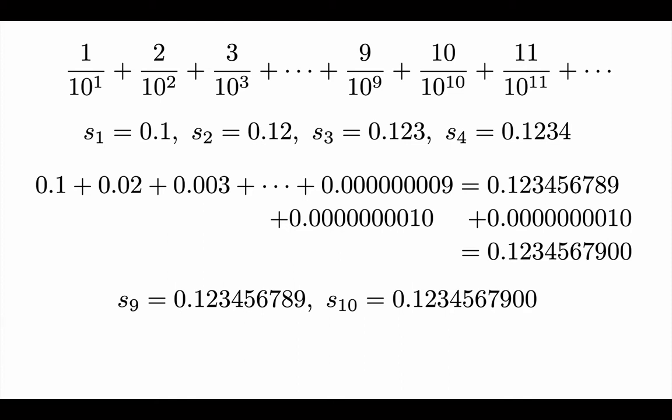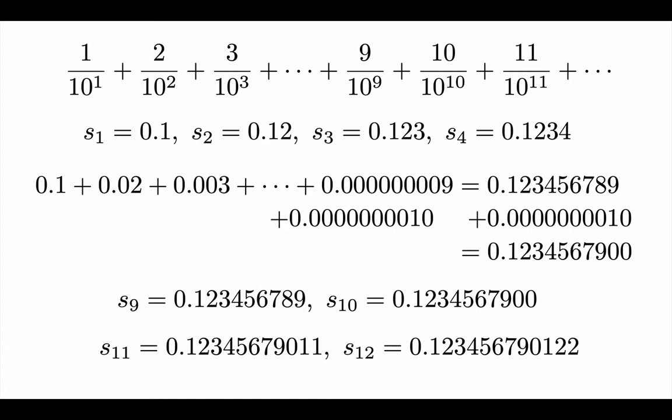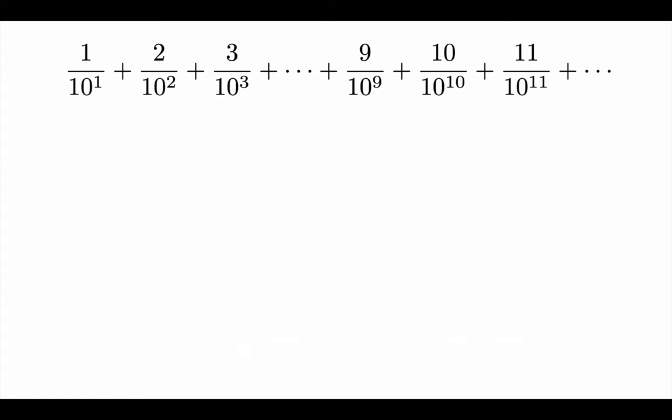That means the ninth partial sum, as we said, was 0.123456789. The 10th partial sum is 0.1234567900. The 11th partial sum, we would tack on an 11 at the end, kind of. And the 12th partial sum, the 1 in the 12 that occupies the tens place would bump into the 1 in the 11 that occupies the ones place there.